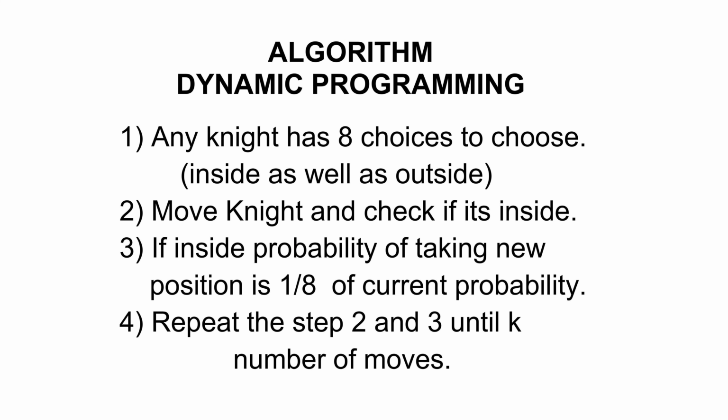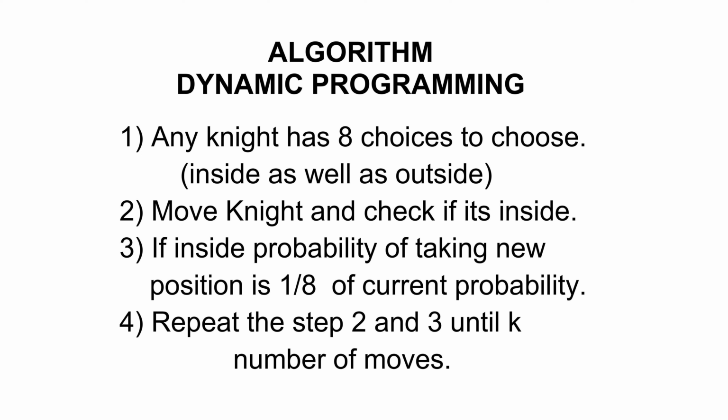So to solve this problem, we are using dynamic programming. Before going to the code, let us understand the algorithm clearly. The first step of the algorithm is that at any time the knight has 8 choices to choose from, inside as well as outside. The second step is moving the knight and checking if it is inside. The third step is, if inside, the probability of taking the new position is 1 by 8 of the current probability.